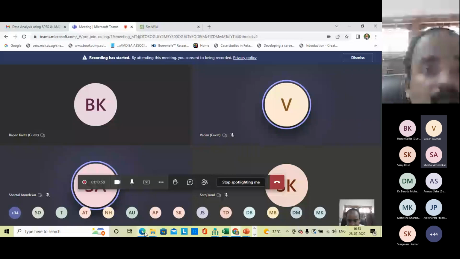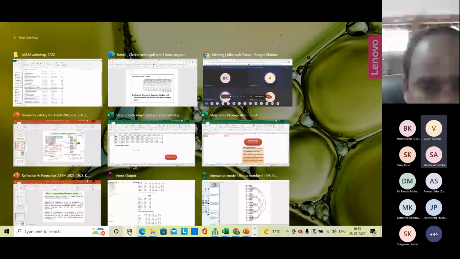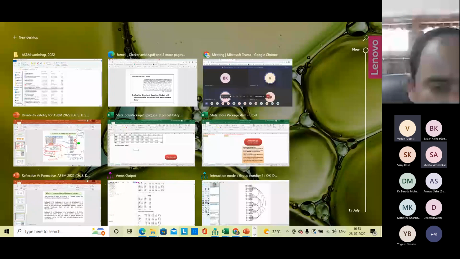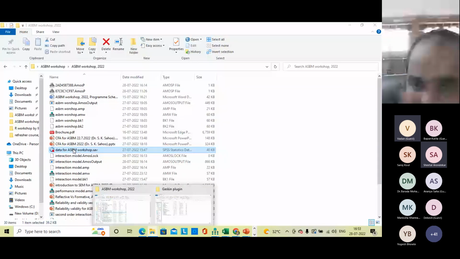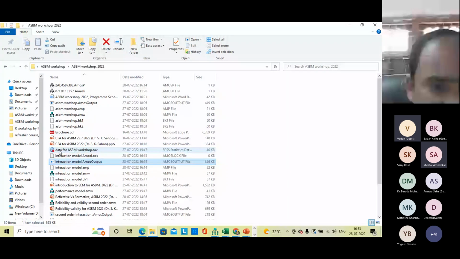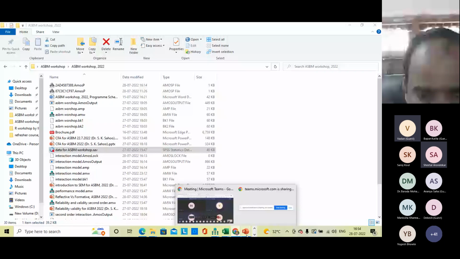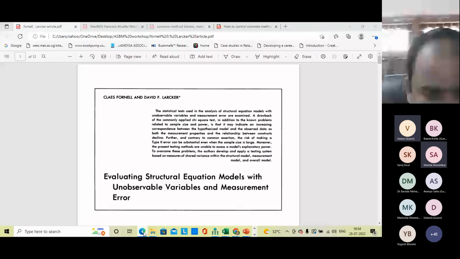What is happening to my SPSS file? I am not getting it at all. What is that SPSS file? What is happening? Till now my SPSS file has not been opened.